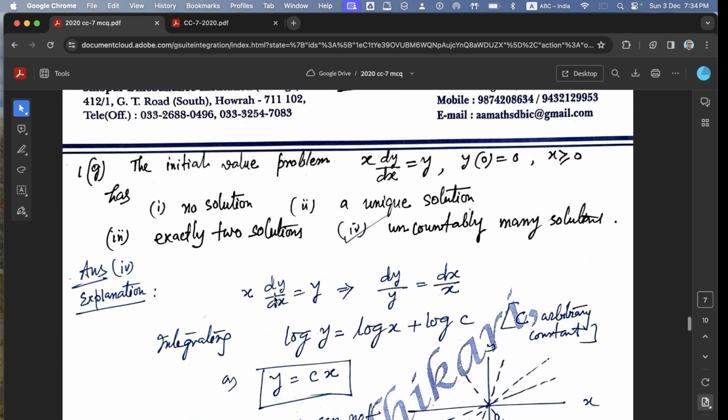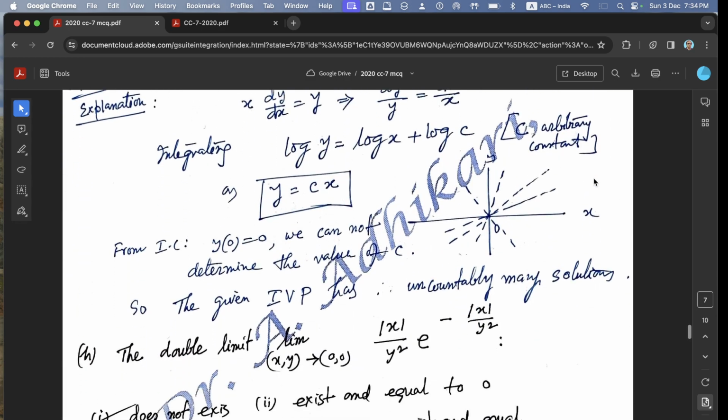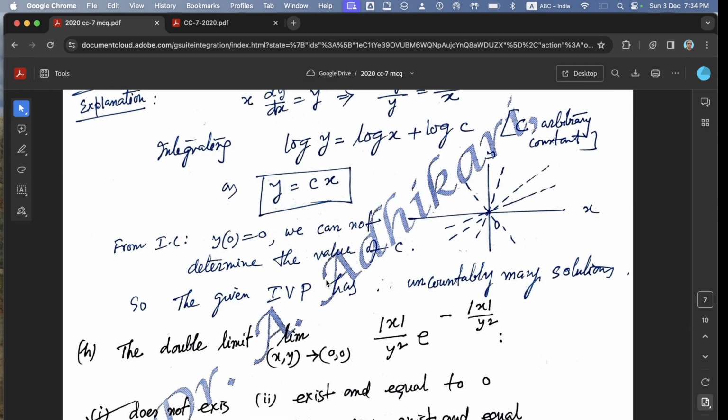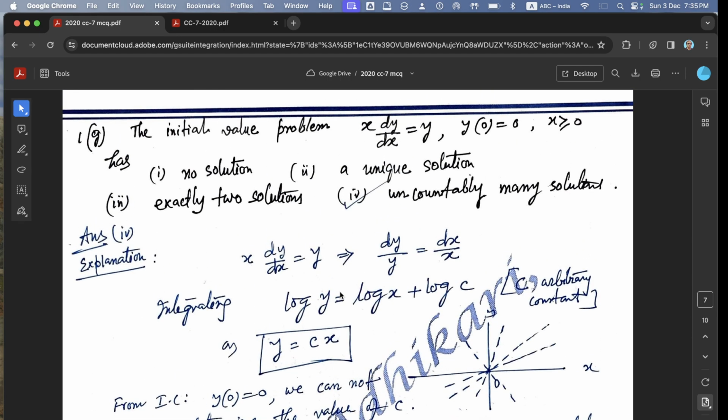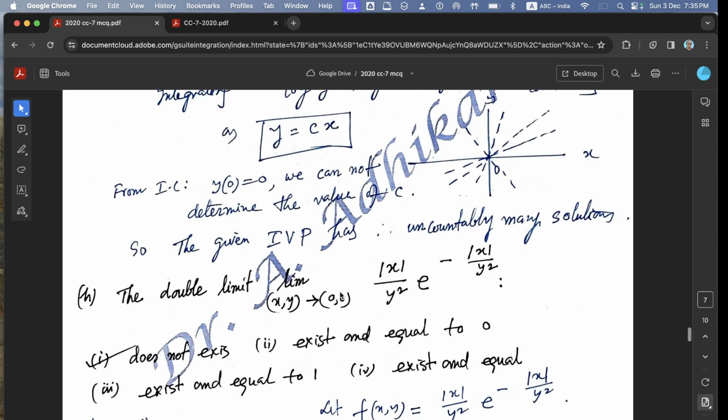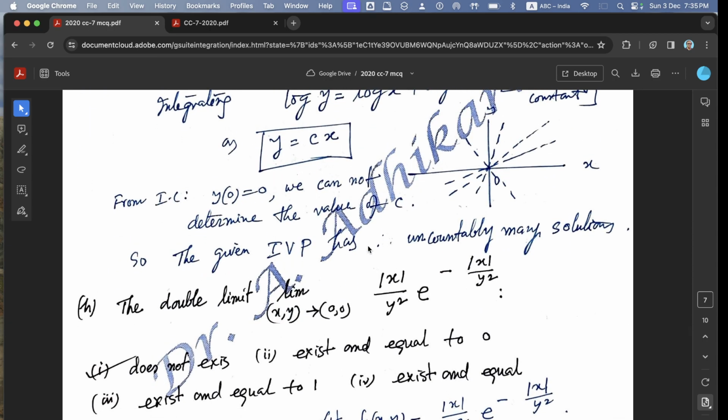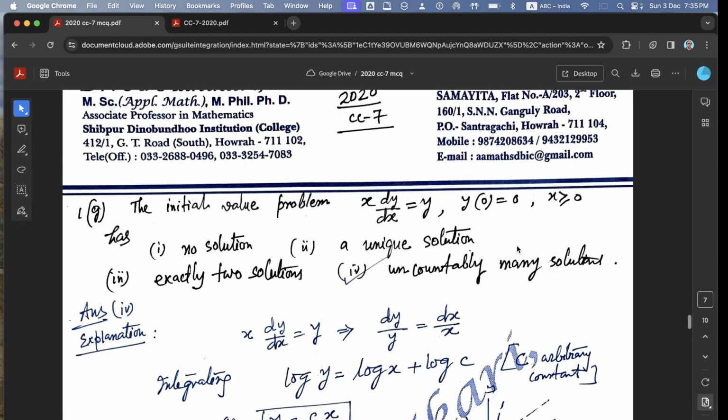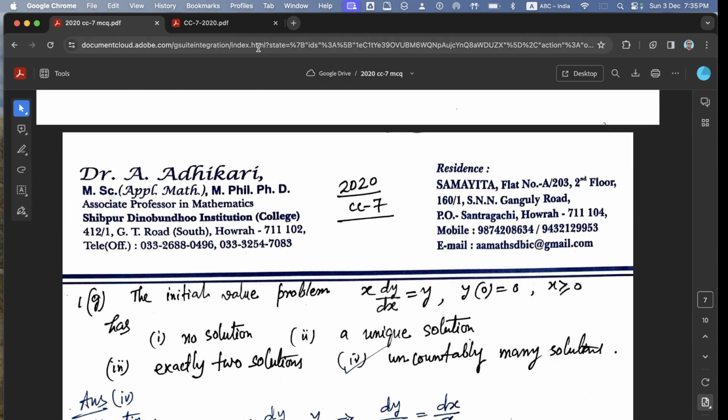Now the initial condition is y(0) equal to 0. We cannot determine the value of c, because putting 0 here gives 0 equal to c into 0, so 0 equals 0. So I have no value of c; c is an arbitrary value. So for any line passing through the origin we get a solution, so this initial value problem has uncountably many solutions, for any value of c. The correct option is 4.